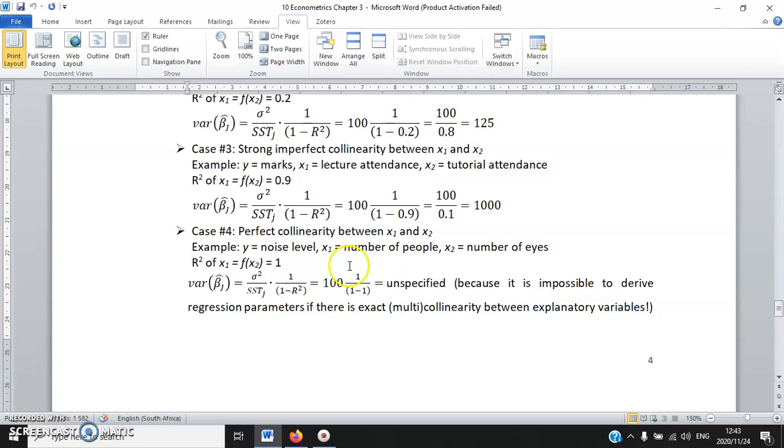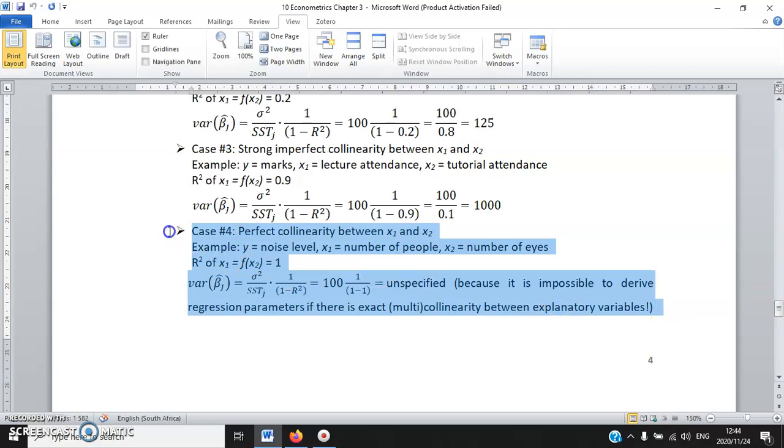The reason is that due to perfect collinearity, an exact linear relationship between x1 and x2, it is not even possible to derive regression parameters. The collinearity is so perfect or exact that it ruins the regression completely. So it is not possible to run the regression and impossible to derive the variance of the parameter. So this is the worst ever case.